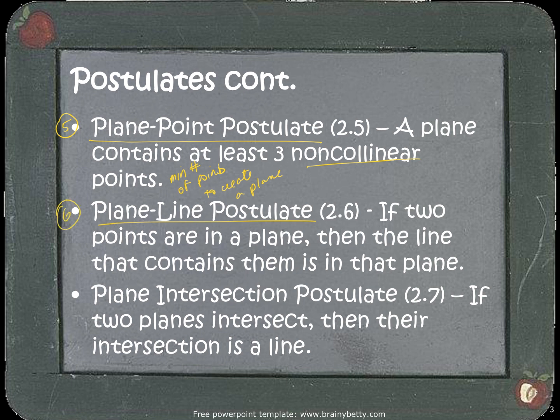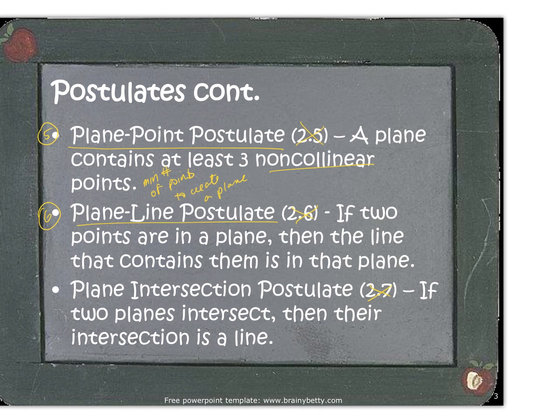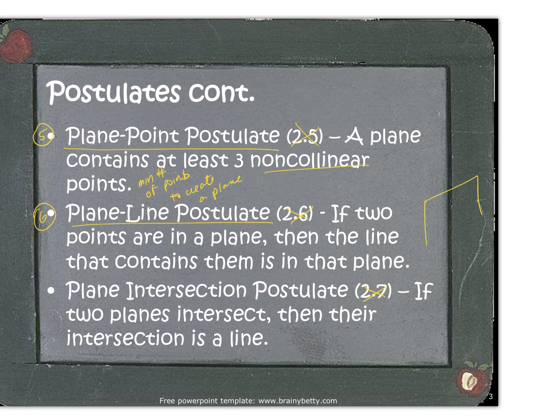And number 6, remember these numbers don't matter, but the 6th postulate we're going to cover is the plane line postulate. This says that if 2 points are in a plane, then the line that contains them is in the plane. So here you have a plane, here you have point A, and here you have point B. If I draw a line through those points, the line is also in the plane. So the line between A and B is in the same plane as the actual points themselves.